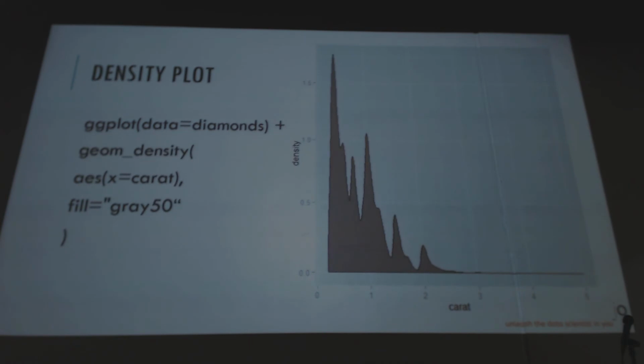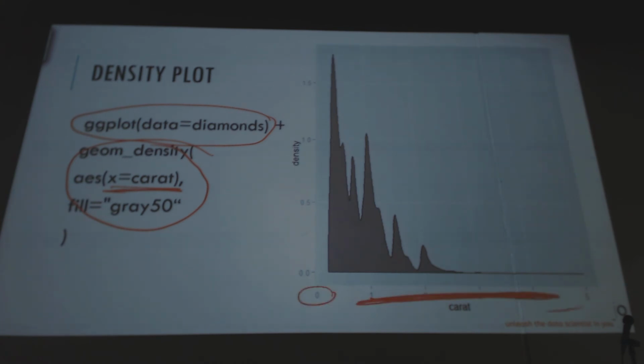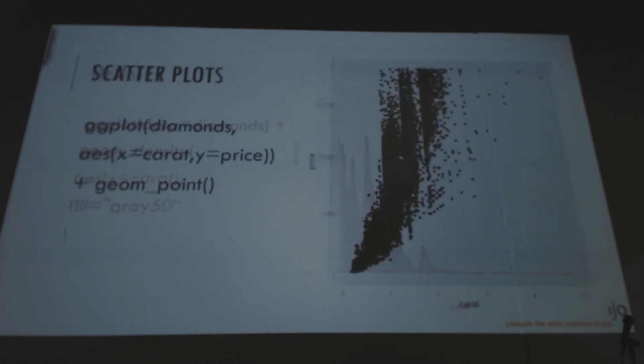Similarly, if I go to the density function, this is the first layer here. I'm again saying that this is the plot for this data set, and then this is the second layer, which is telling it that on the x-axis plot the carats. The values are going from 0 to 5, and then fill it with gray color, right? And once you start doing it, I think it should be intuitive.